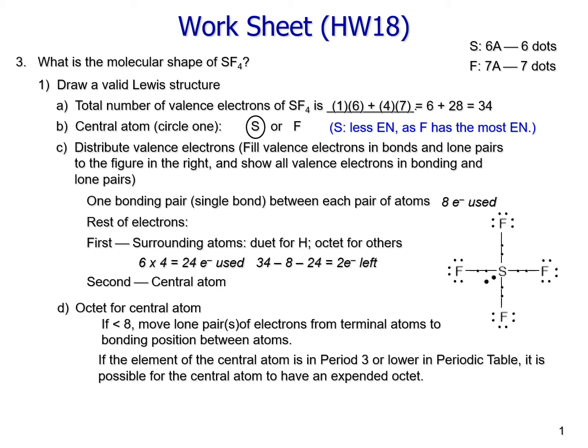But here, I just want you guys to settle for this statement. If the central atom is in the 3rd period or lower, and sulfur is in the 3rd period, when I say lower, that means period 4, 5, 6, or 7 in the periodic table, it is possible for the central atom to have an expanded octet. Why? This is something that we're going to explain later on. So here, let's just settle for this statement. It's okay for sulfur to have 10 valence electrons, as we call it, an expanded octet.